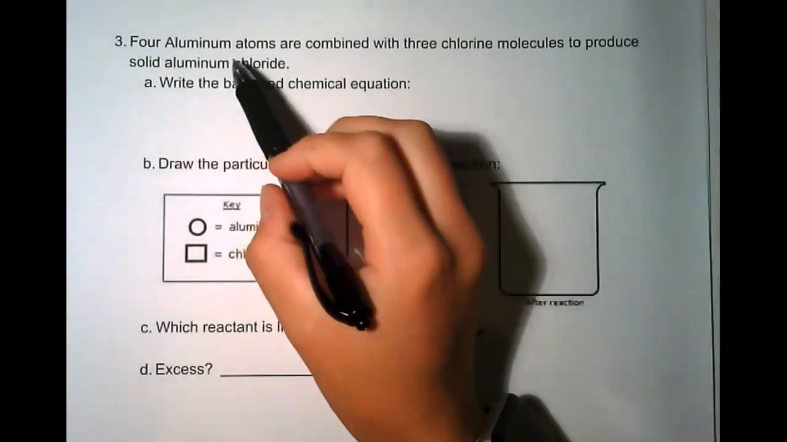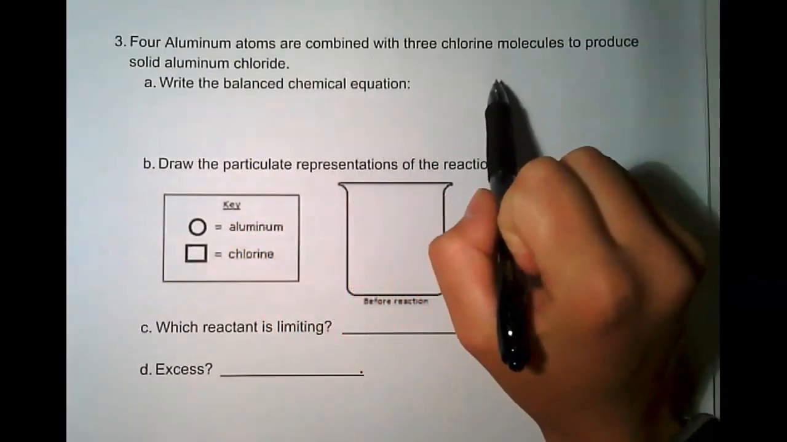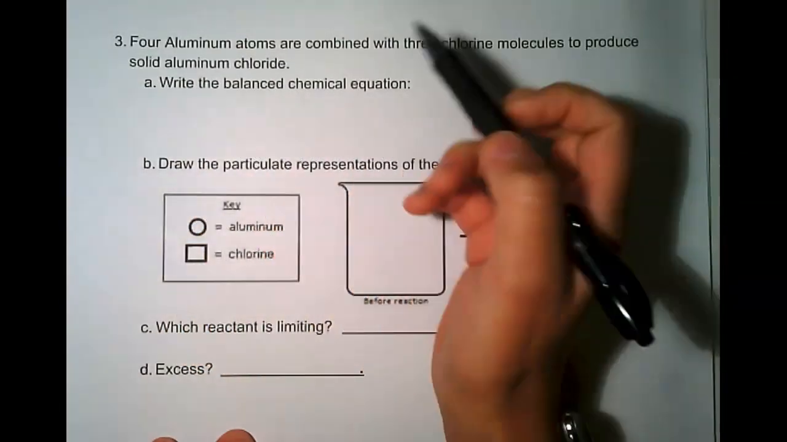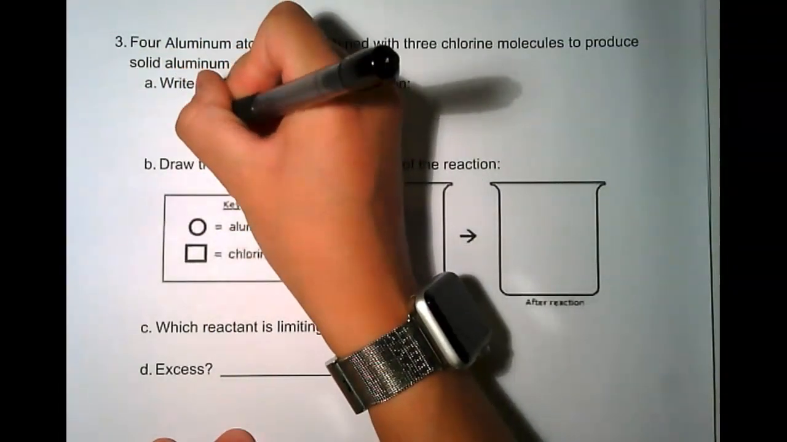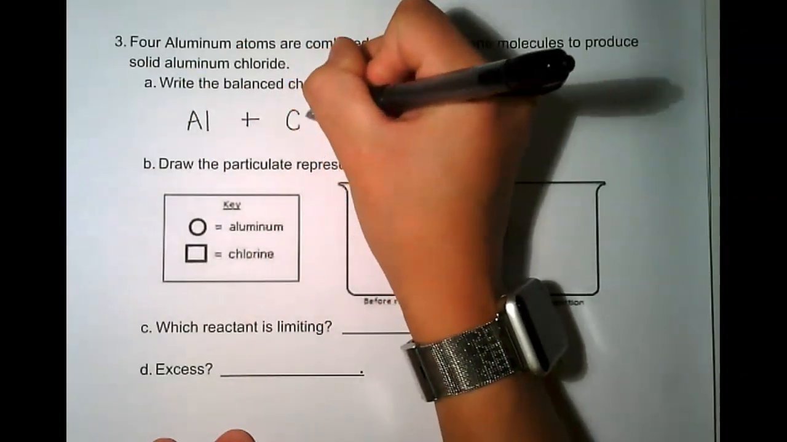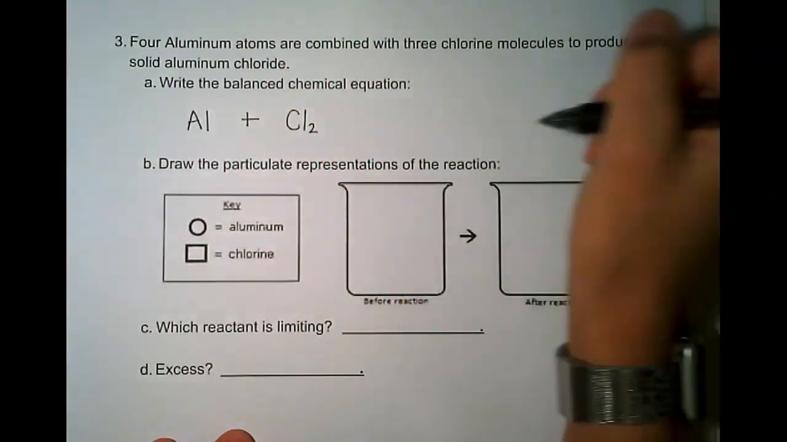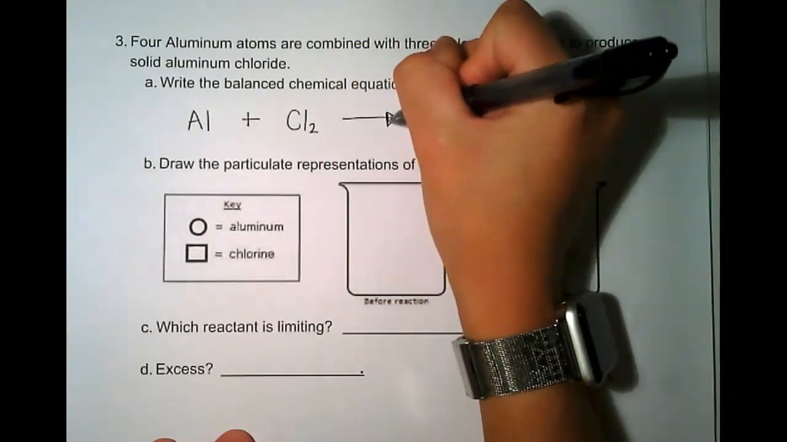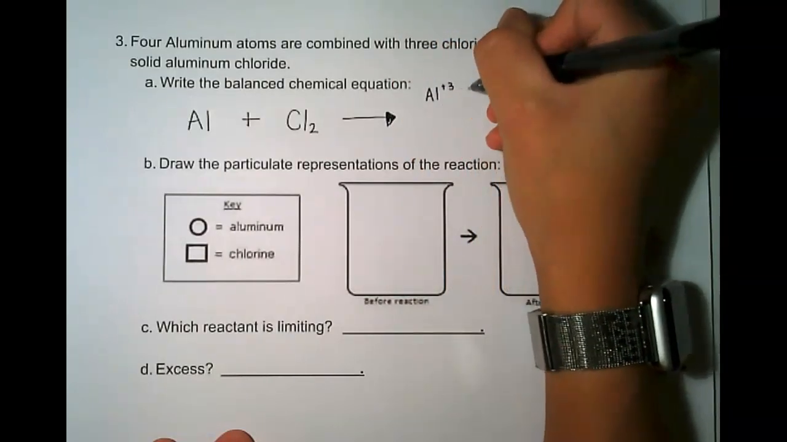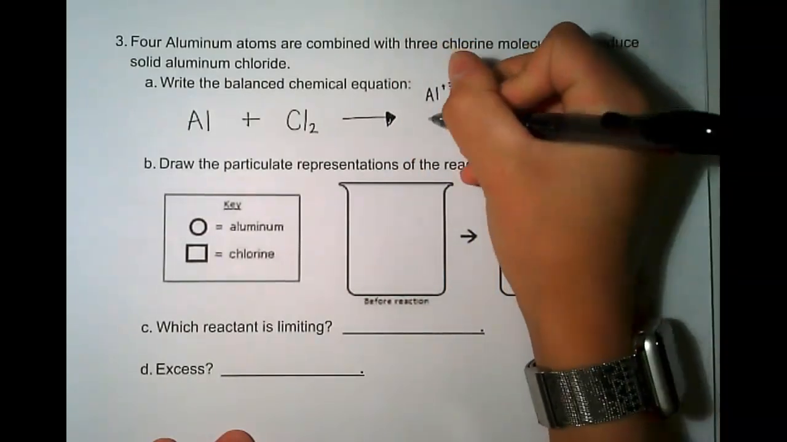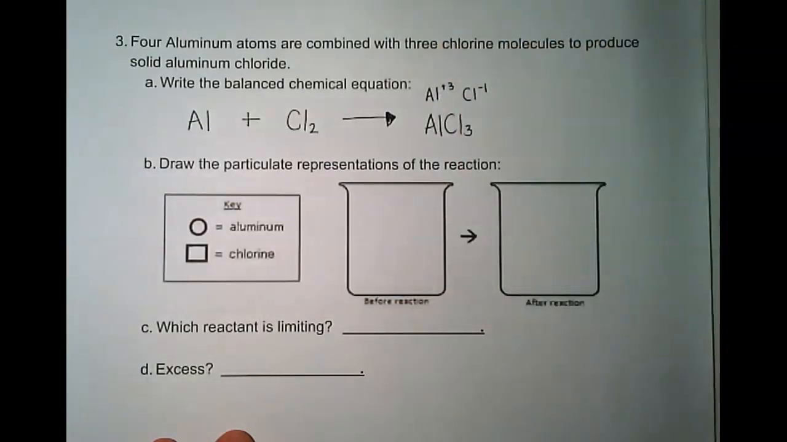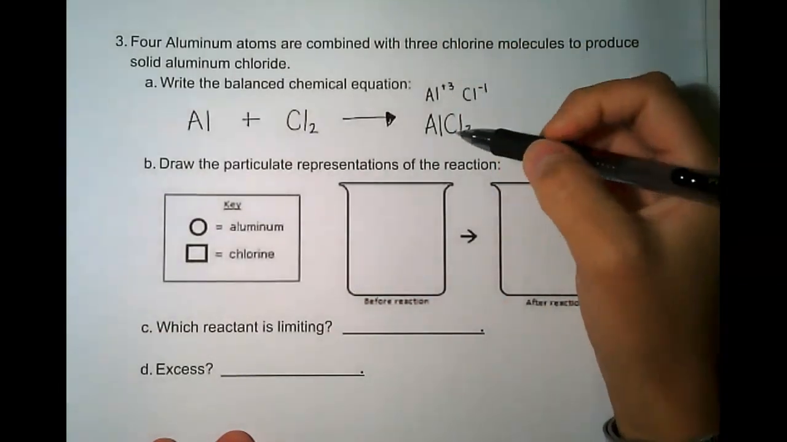Next, we have 4 aluminum atoms combined with 3 chlorine molecules to produce solid aluminum chloride. So we need to start by writing our equation. So we have aluminum atoms, so just aluminum by itself, combined with chlorine molecules, so we know chlorine's diatomic, so it'll be Cl2, to produce aluminum chloride. So we need to do our crisscross. Al has a +3 charge, chlorine has a -1 charge. So we get AlCl3. It's crossing down.